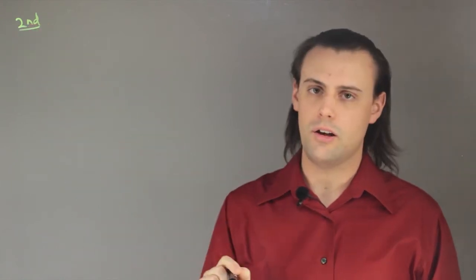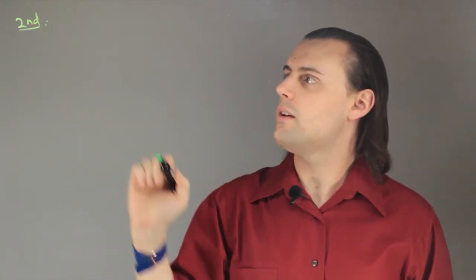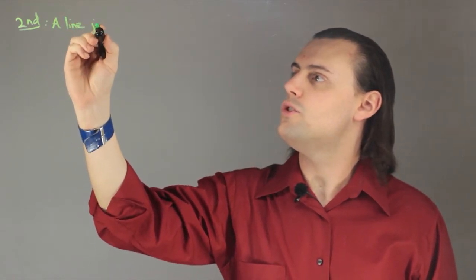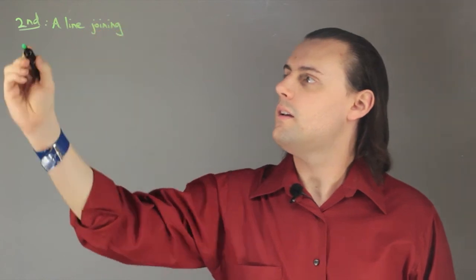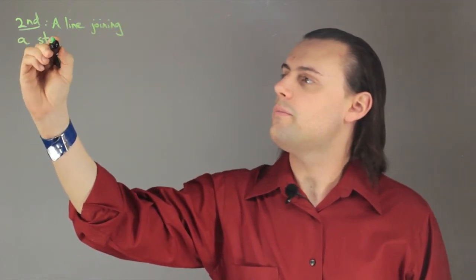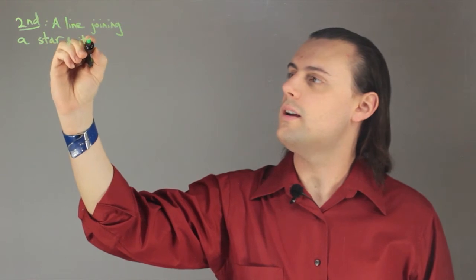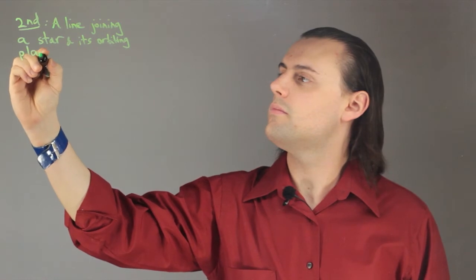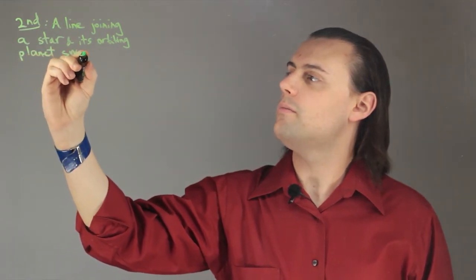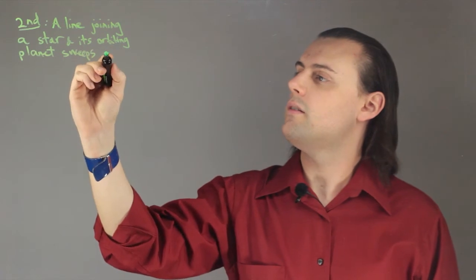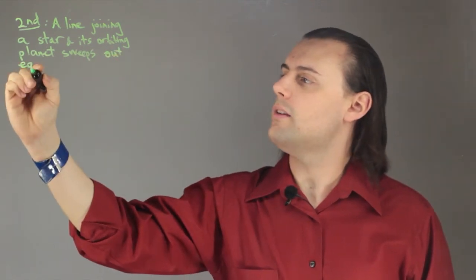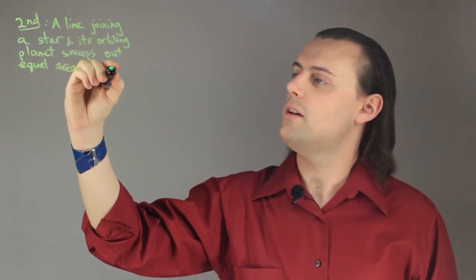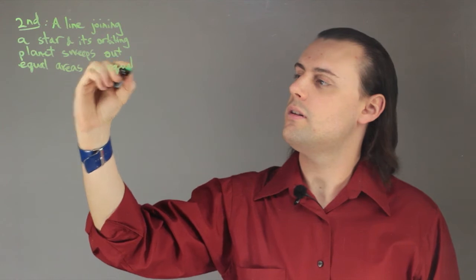And Kepler's second law of planetary motion can be described as a line joining a star and its orbiting planet sweeps out equal areas in equal time intervals.